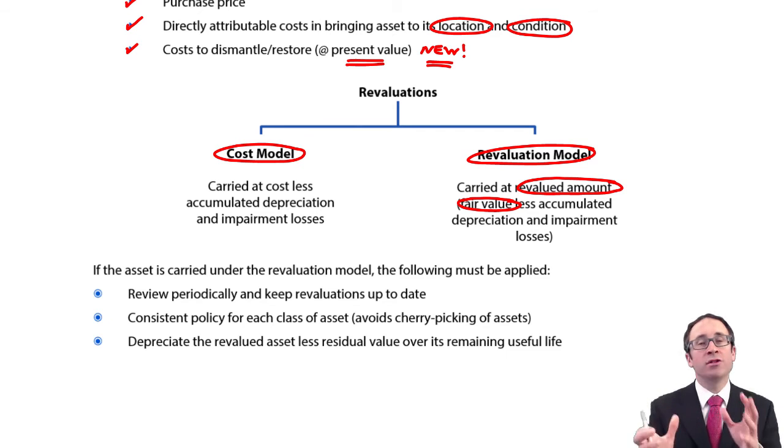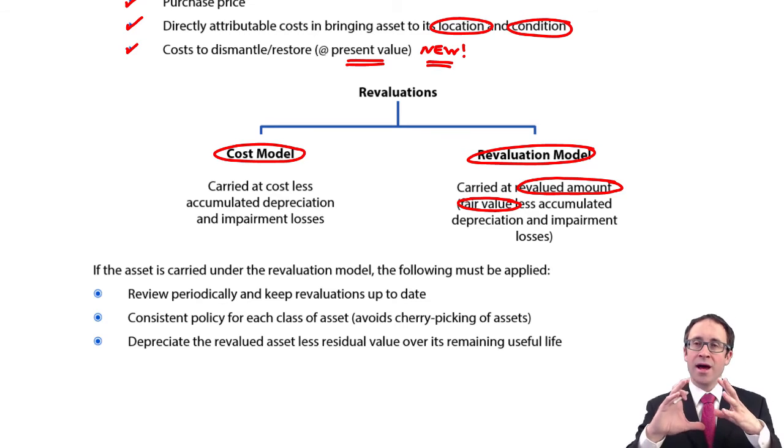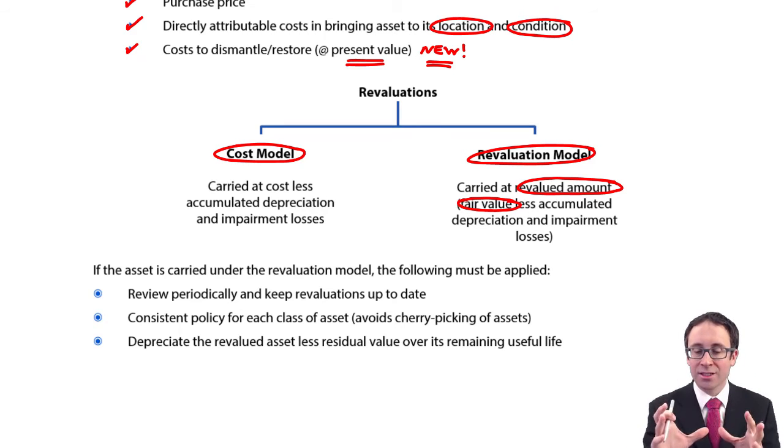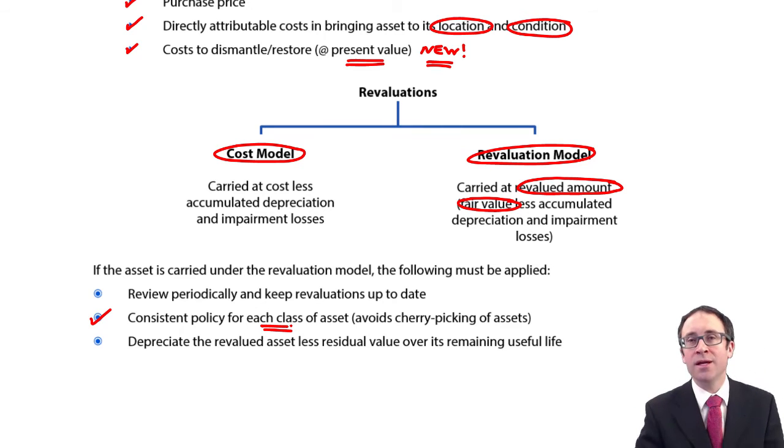Okay. So you have a choice. When you initially buy that asset, you then have to apply the cost or revaluation model to that particular class of assets. You need to have a consistent policy for each class of assets. So it tends to be in the real world and in the exam world that land and buildings are carried under the revaluation model, and then everything else is under the cost model.